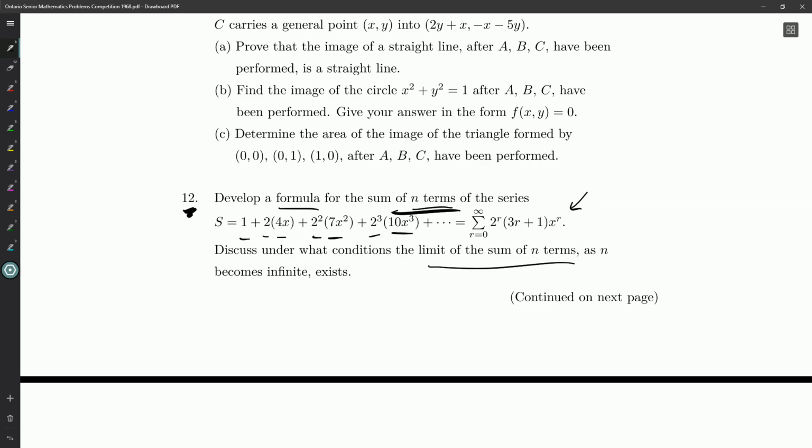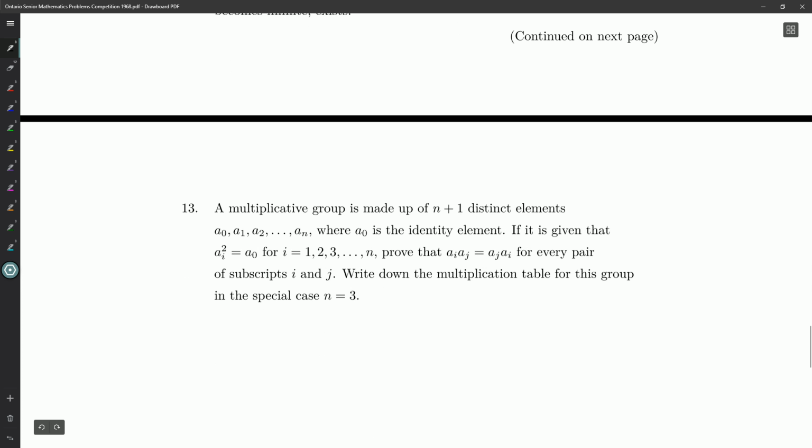We have just one more question to go. The last question, there it is, question number 13. It's a group theory question, I can see. It starts off with a multiplicative group, but I'm not going to read any more.